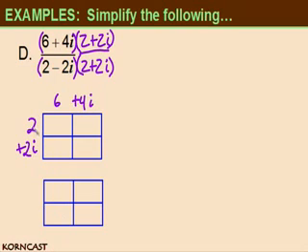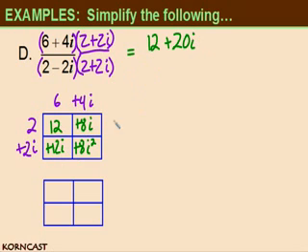And now to multiply. 2 times 6 is 12. 2 times 4i is a positive 8i. 2i times 6 is a positive 12i. And 2i times 4i is a positive 8i squared. So the first product in my numerator is going to give me 12, 12i plus 8i is 20i, plus 8i squared.